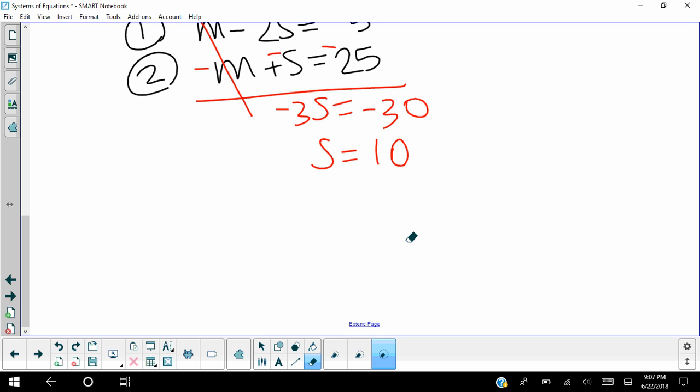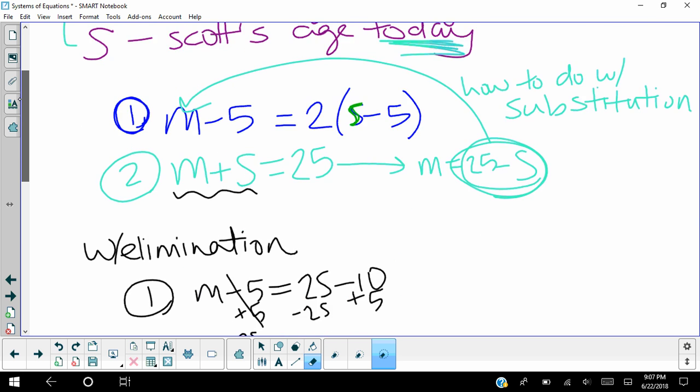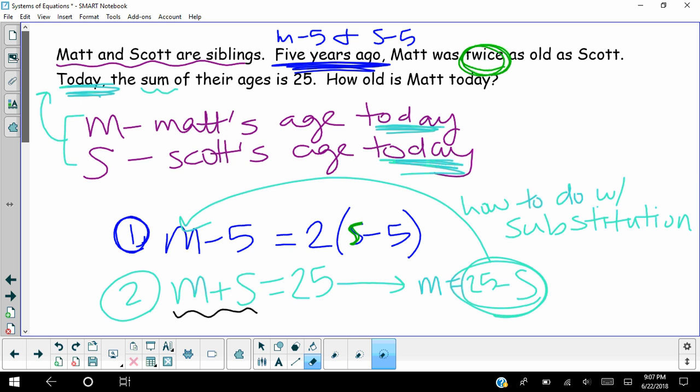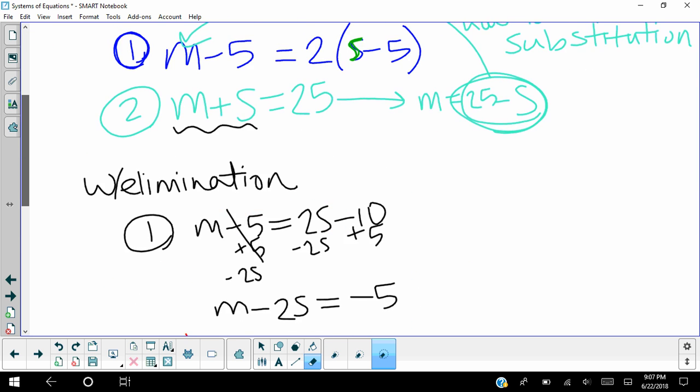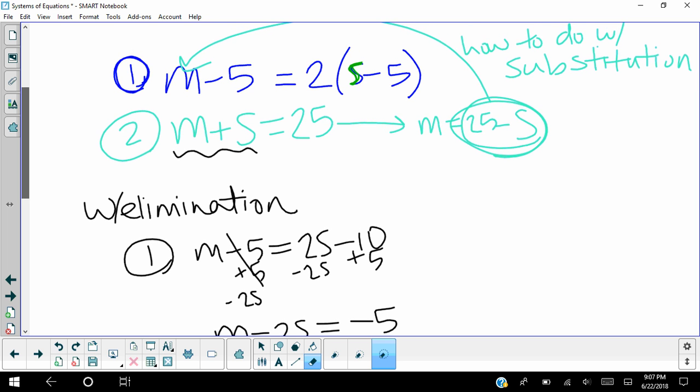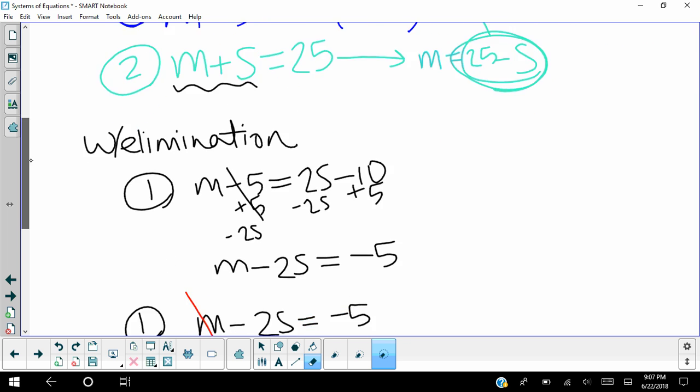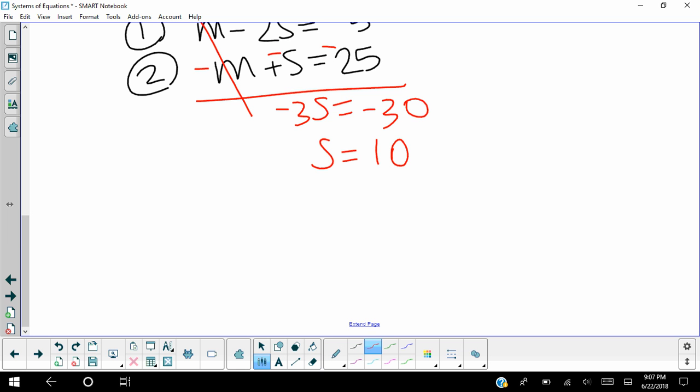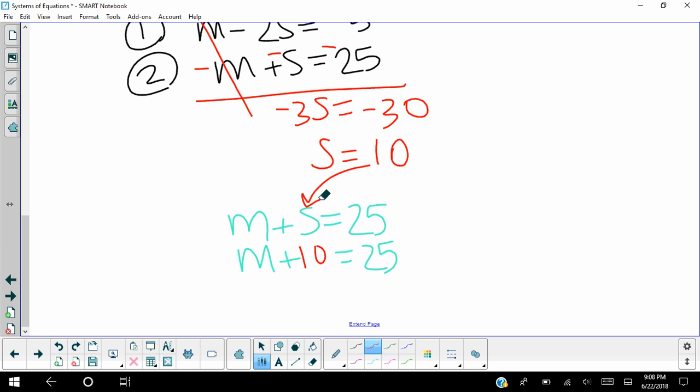All right, so we know that s is 10. So that, if you go back up to what you started with, is Scott's age today. Scott's age today is 10, but they want to know how old Matt is today. So then we can go back to any equation that we already have and figure out Matt's age. I'm going to use the second one here, that Matt plus Scott was 25. So if I have that m plus s is 25, then I can change that to m plus 10 is 25. So then I can solve and get that m is 15.